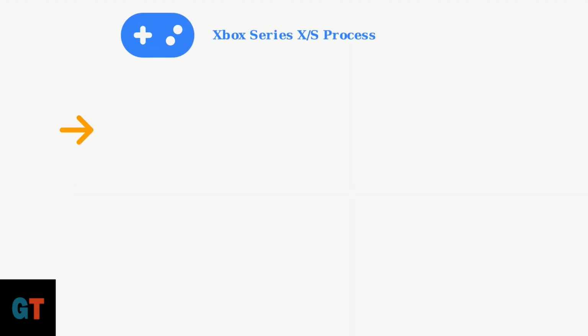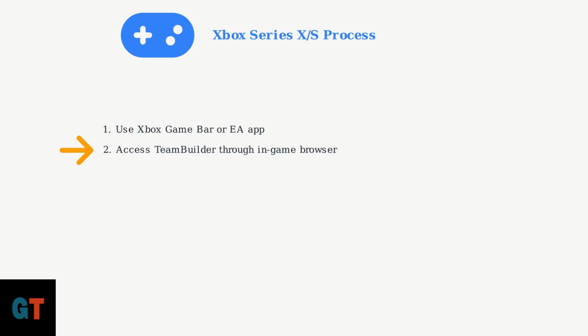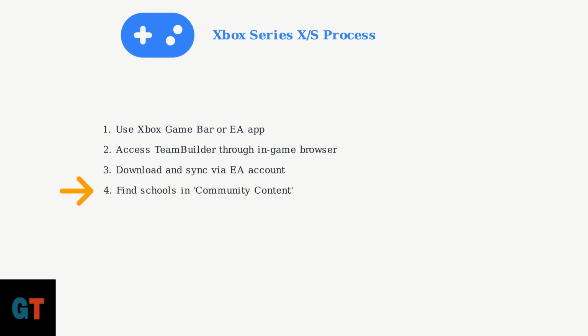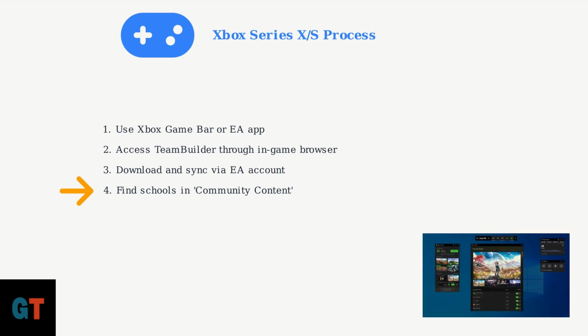The Xbox Series X and Series S process is very similar, but uses Xbox Game Bar integration. The process is slightly streamlined through Microsoft's gaming ecosystem. This shows the Xbox Game Bar interface on PC, which provides easy access to game features and content management tools.